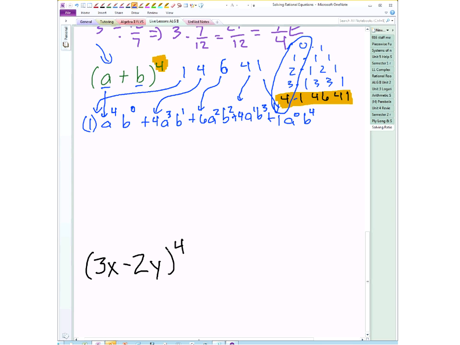Okay, now remember your rules of exponents. Anything to the power of 0 is just 1. So 1 times A to the 4th times 1 is just A to the 4th, plus 4A cubed B, plus 6A squared B squared, plus 4AB cubed, plus B to the 4th.